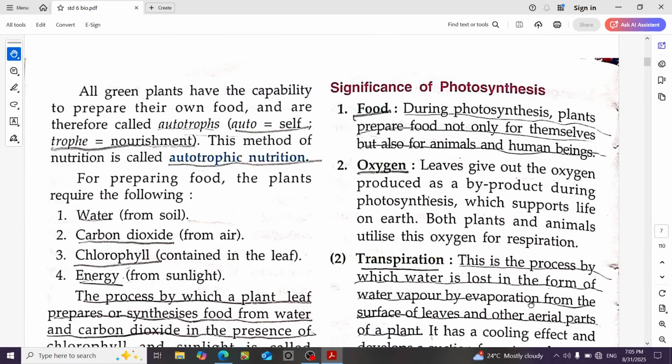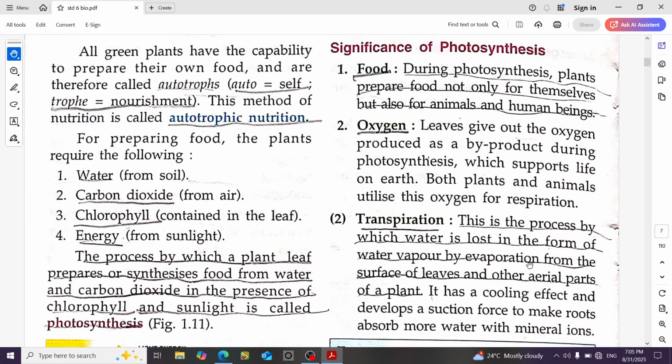Let's read ahead. The significance of photosynthesis. As you know, the plants are the ones which make food for all living organisms. Either we eat the plants directly or we eat animals which eat the plant. So indirectly or directly, we are dependent on green plants for food. So during photosynthesis, they prepare food not only for themselves but everyone. Oxygen is given out as the byproduct which helps all living organisms to breathe.